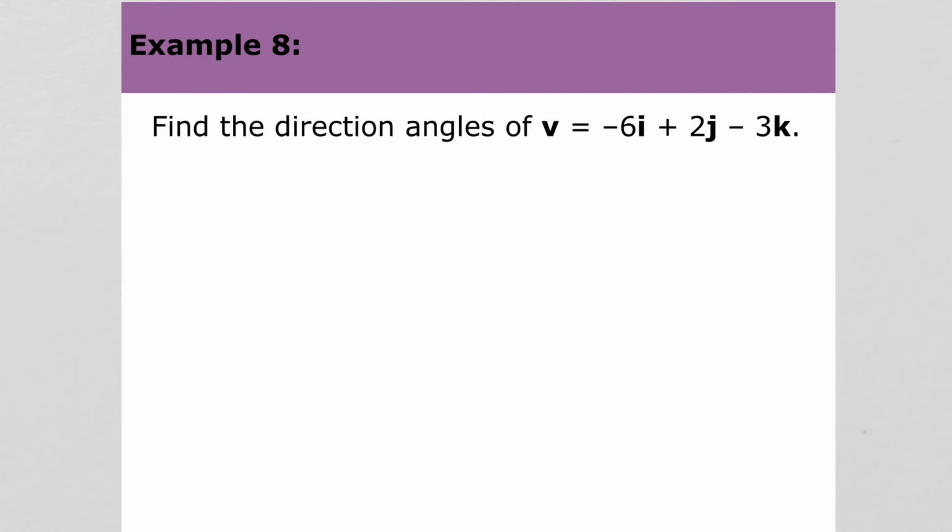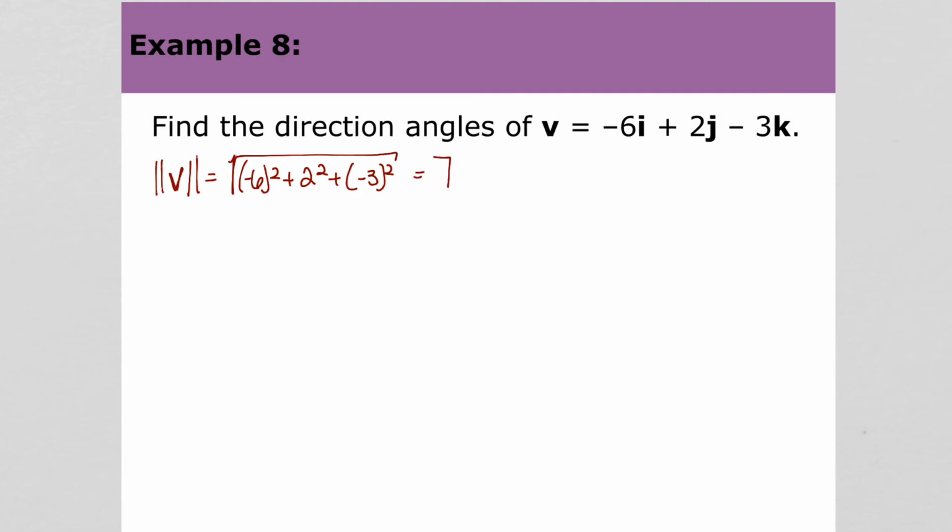So example 8 wants us to find the direction angles of V. So the first thing I want to do is go ahead and find the magnitude of V, because we're going to need that for all three. So the magnitude of V would be the square root of negative 6 squared plus 2 squared plus negative 3 squared. That is 7. Nice, pretty number. Good.